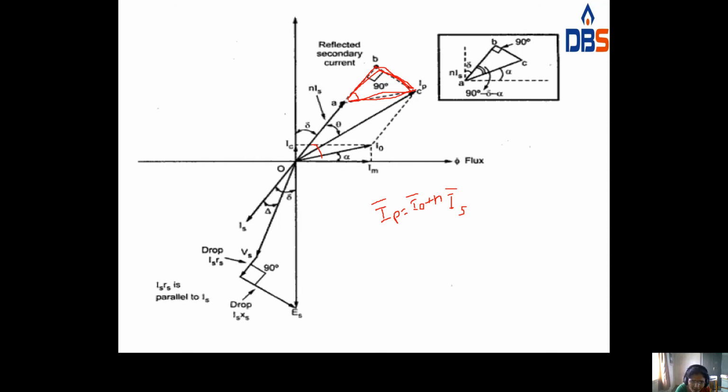Here this ISRS is parallel to the IS. Coming to this side, whenever the secondary current is reflected to the primary side, you have to represent it as N into IS. This is known as the reflected secondary current.